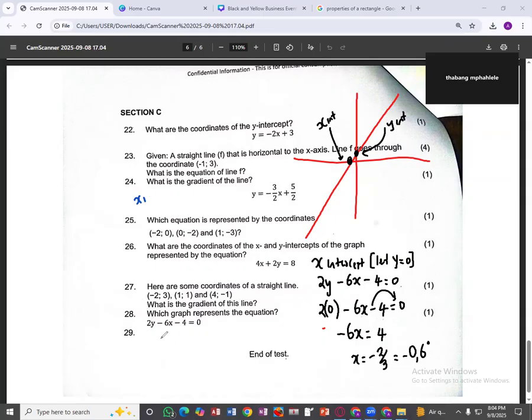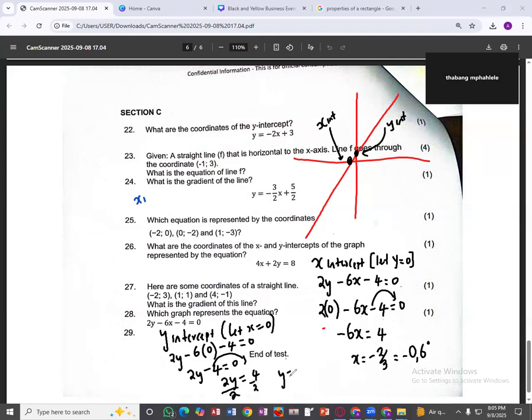That was the x-intercept. Now I have to find the y-intercept. How do I find the y-intercept? I have to let x be 0. So I'm going to say 2y minus 6 into 0 minus 4 equals to 0. So you are left with 2y minus 6 times 0 is 0. 2y minus 4 equals to 0. 2y equals to 4. When you take minus 4 to the other side, you divide both sides by 2, y equals to 2.